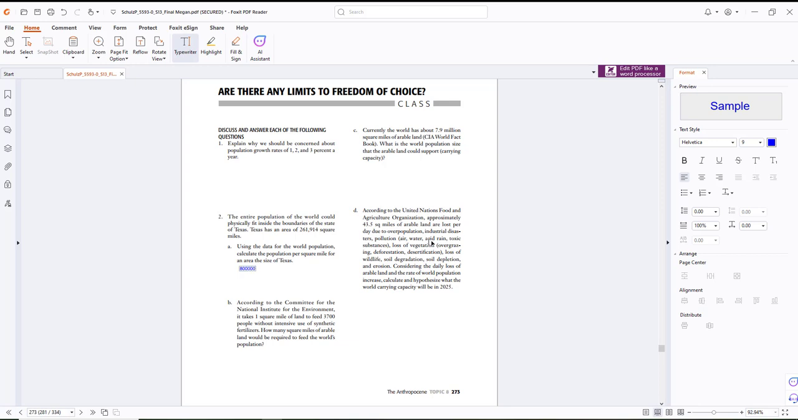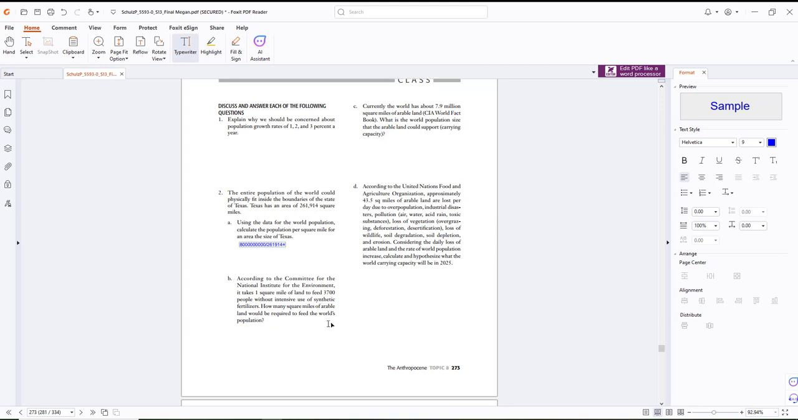So that's, how many zeros is that? That should be 8 with 9 zeros. I think I have 9 zeros, right? Okay, and then you divide that by the area of the state of Texas, 261,914. Okay, and then you basically calculate the population per square mile for the size of Texas. So you'll get what the population is per square mile.